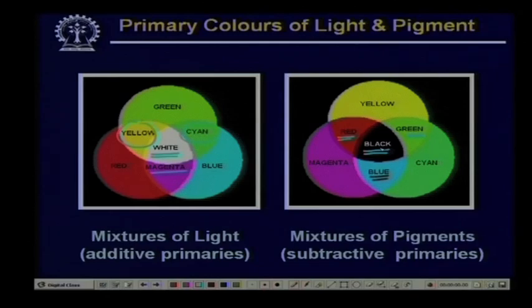So, by mixing different primary colors of light or the different primaries of the pigment, we can generate all types of different colors in the visible spectrum.